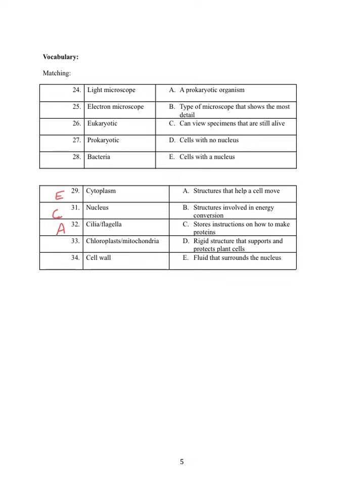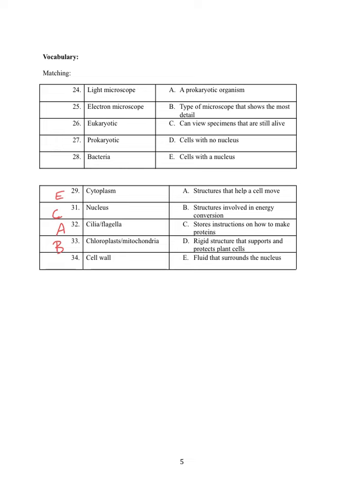Number 33, chloroplasts and mitochondria. So both of these organelles are involved in energy conversion, whether they are converting energy to a form that's easy to store or converting energy to a form that's easy for the organism to use. They both convert energy, and so this is letter B.